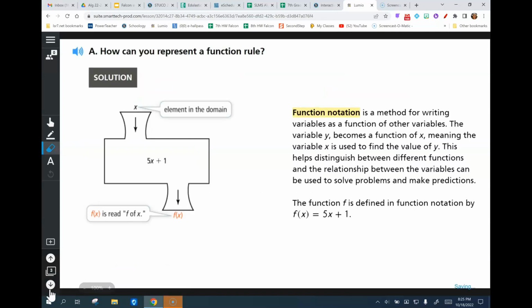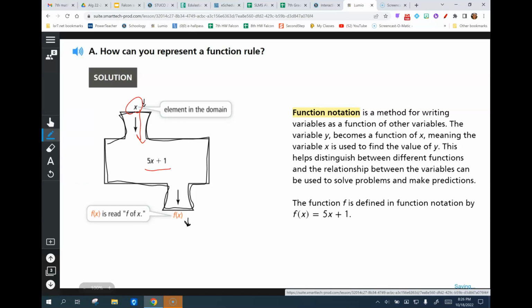what we're going to look at first is how can you represent a function rule. So let's look at what a function rule is, and I've kind of talked about this before anyway. A function is just a machine, okay? So if we think of a function as a machine, and if you were in class, we talked about the pasta machine. You put the pasta dough in, and then you get the pasta out, okay? So this machine, though, we're going to put x in, and the machine is going to do 5x plus 1. And when we get done, we're going to get what the function is equal to.